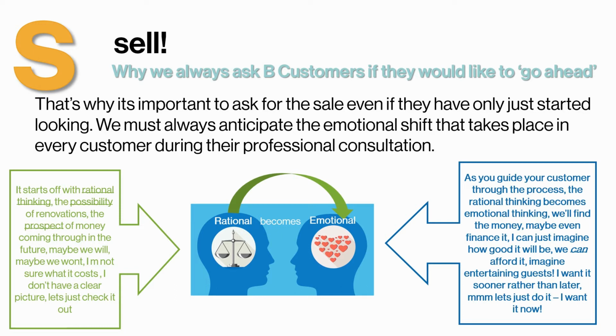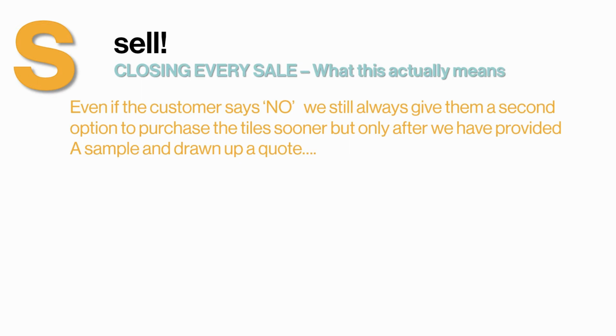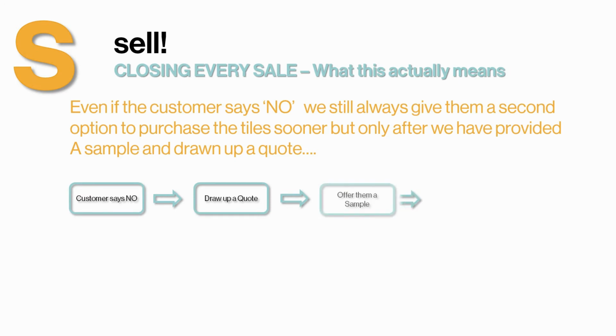We must always anticipate the emotional shift that takes place in every customer during their professional consultation. So even if the customer says no, we still always give them a second option to purchase the tiles sooner, but only after we have provided a sample and drawn up a quote. So what does that process look like? So let's have a look. The customer says no. We draw up a quote. We offer them a sample.